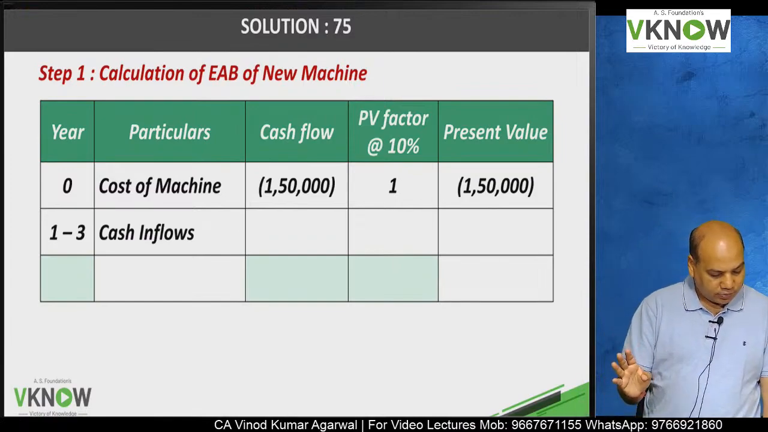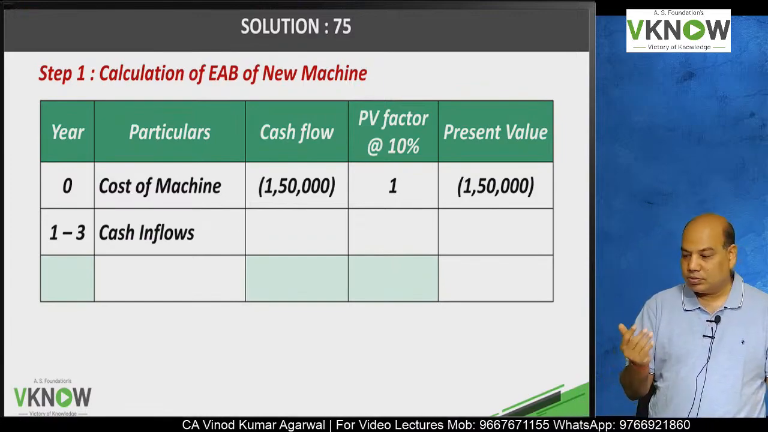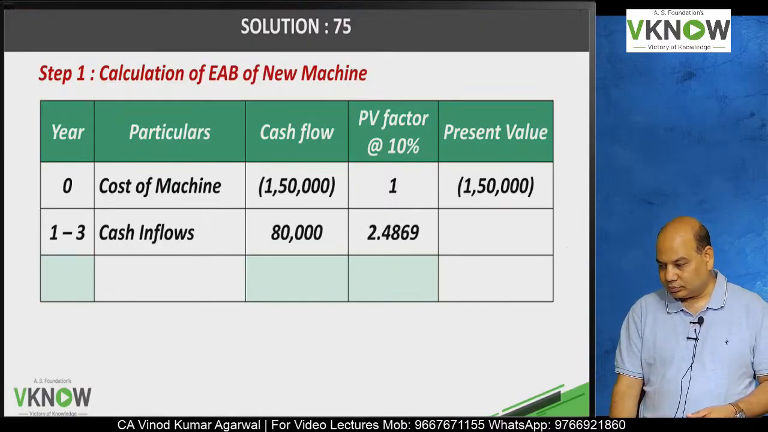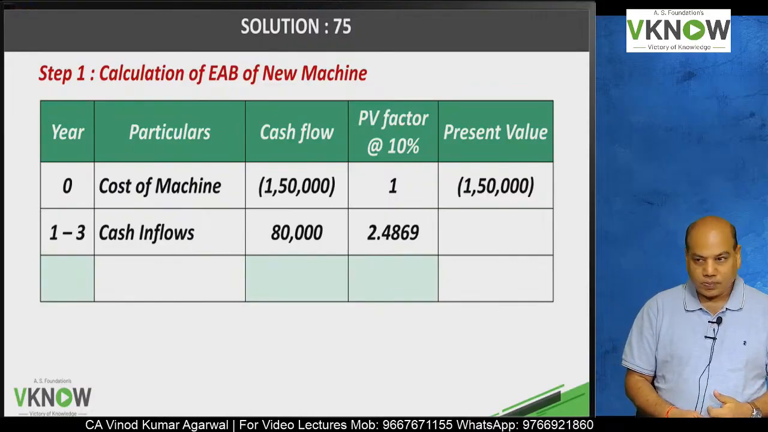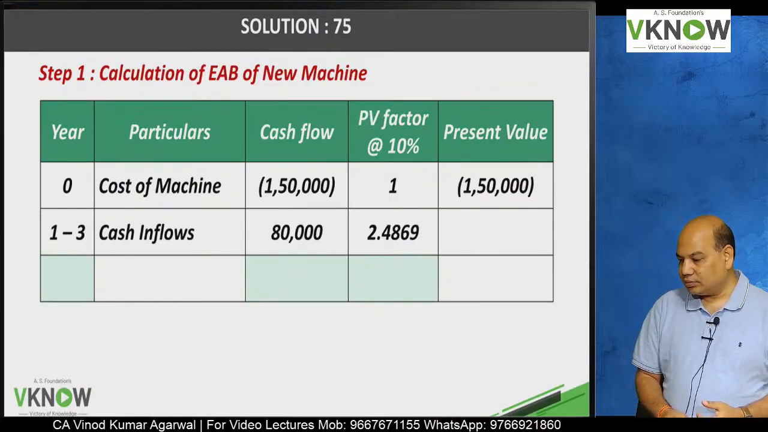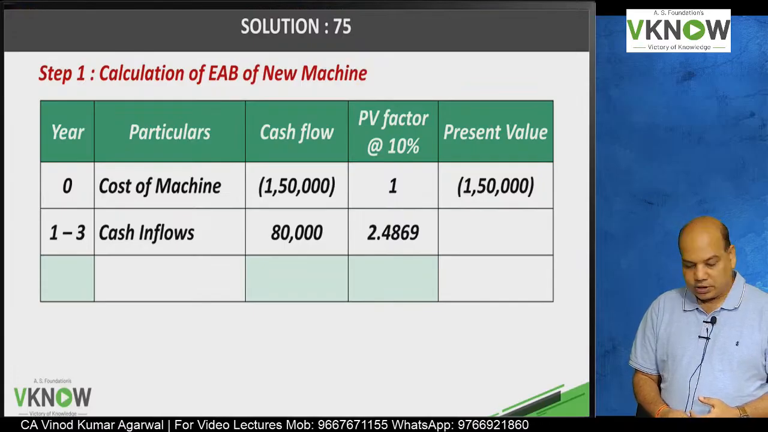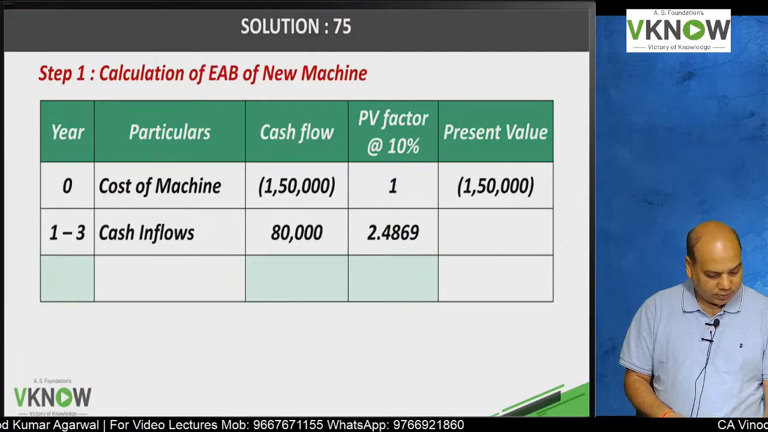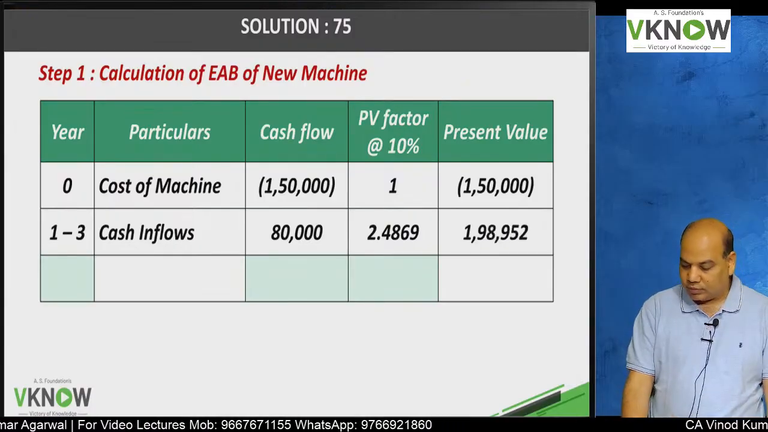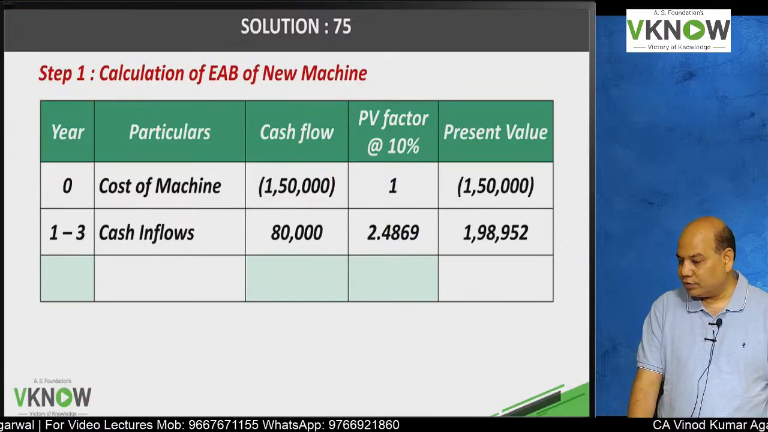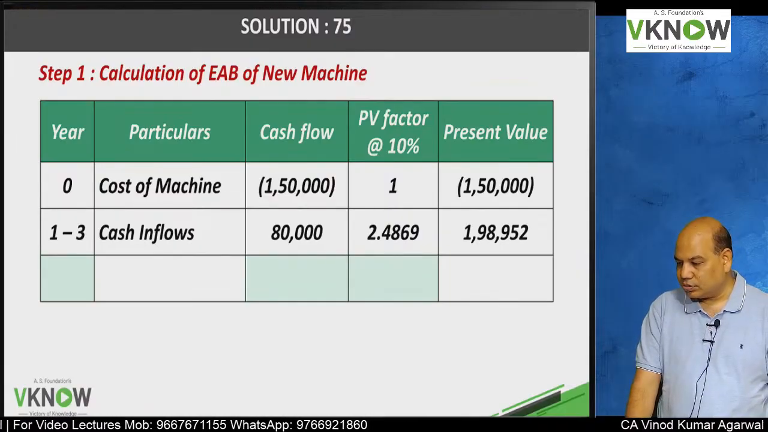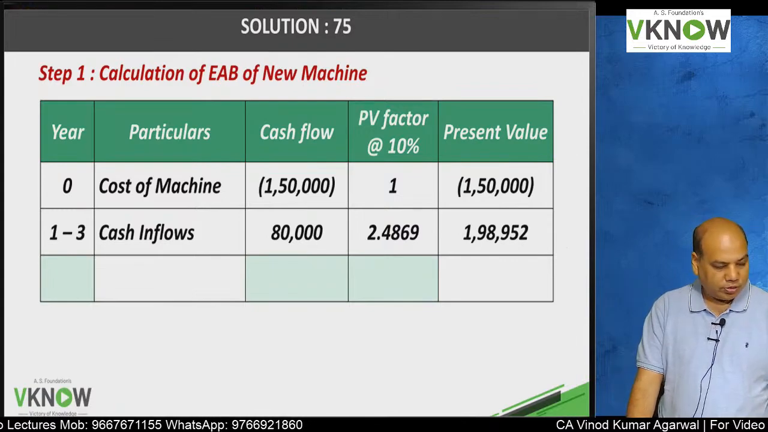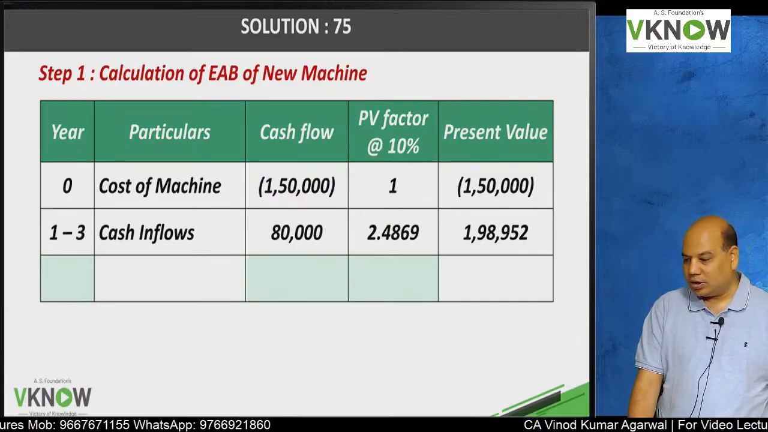For the new machine, what is the cash inflow? 80,000. PV factor 2.4869, just check if it is right. Multiply the two, and you will get something around 1,98,952.